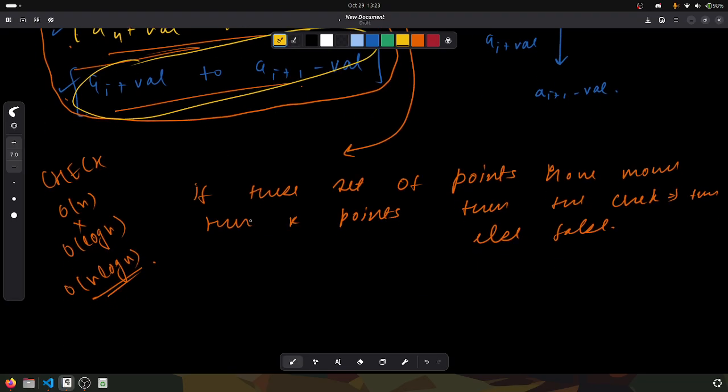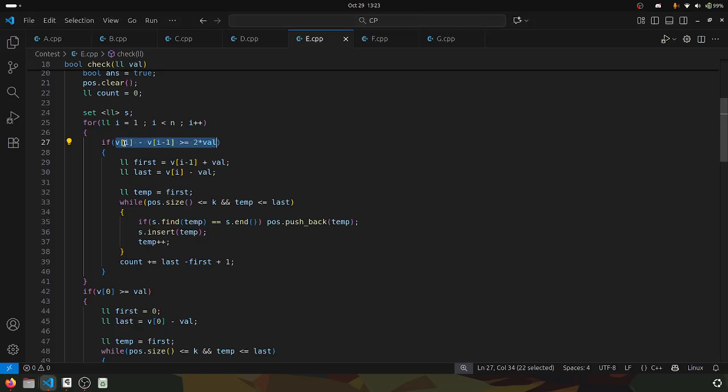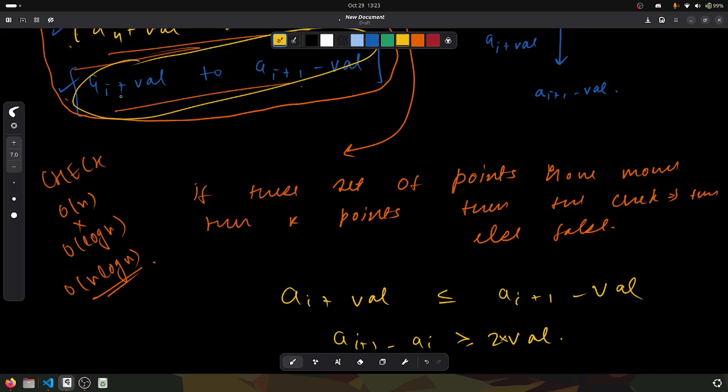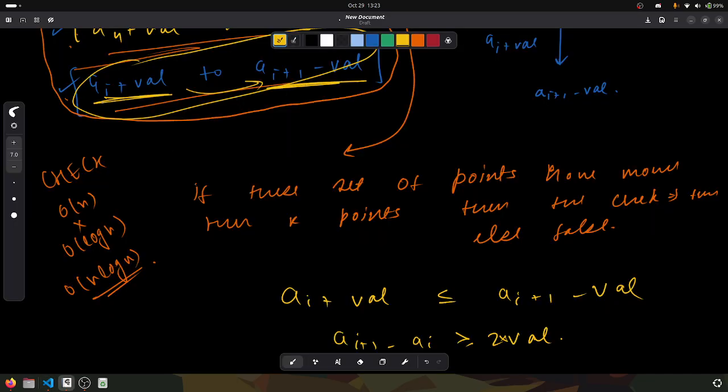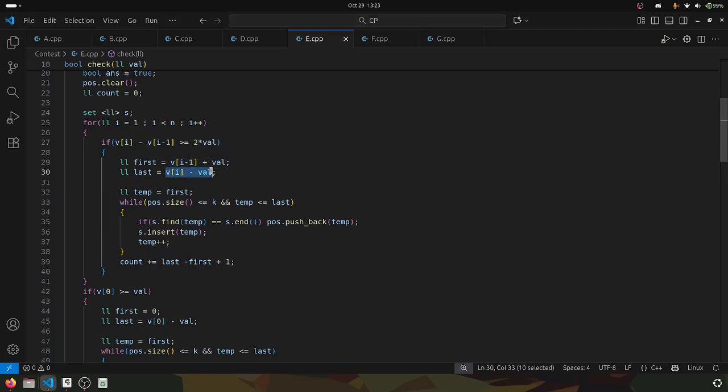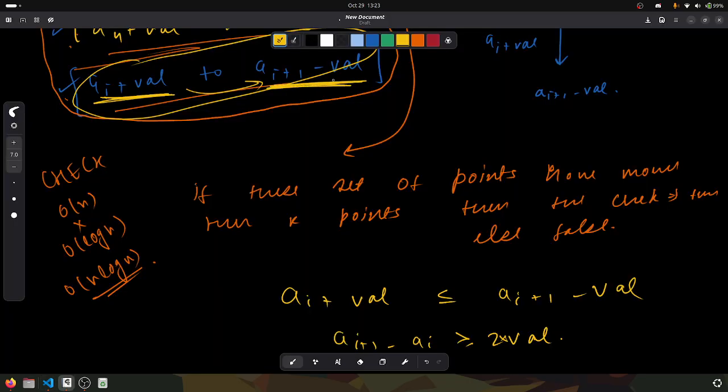So obviously for any point to lie in this range, ai plus val must be less than or equal to ai plus 1 minus val. So ai plus 1 minus ai should be greater than or equal to 2 into val. That condition I have written here, v of i minus v of i minus 1 should be greater than or equal to 2 into val. Then I can just run a for loop from this point to this point. So the first is v of i minus 1 plus val, basically ai plus val, and v of i minus val, basically ai plus 1 minus val.